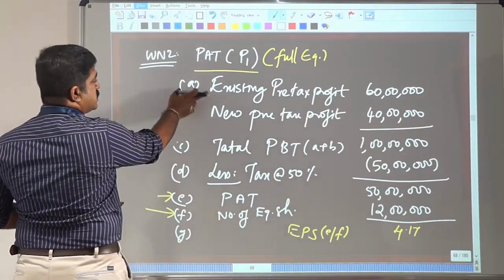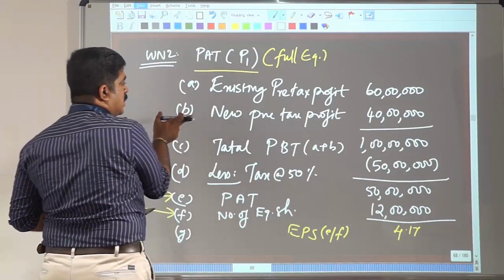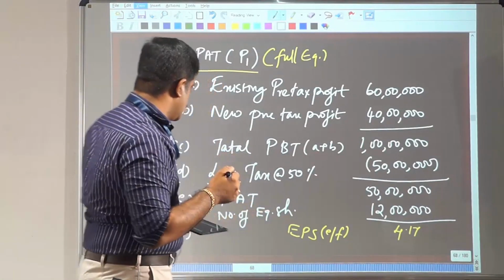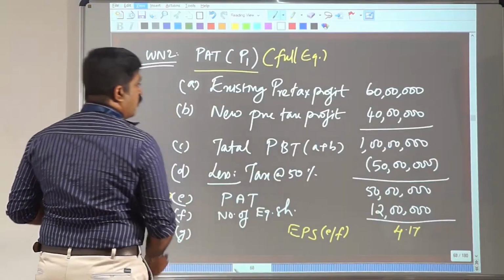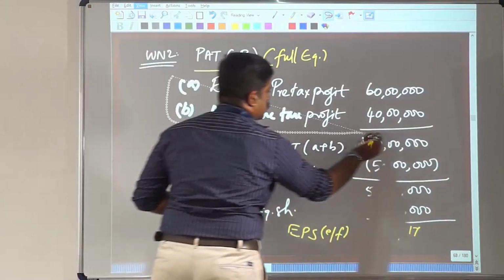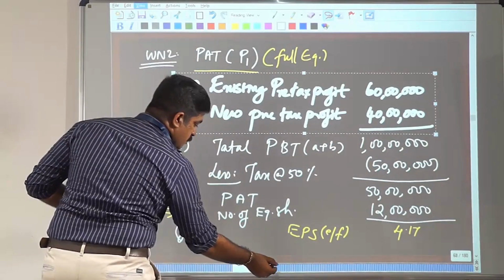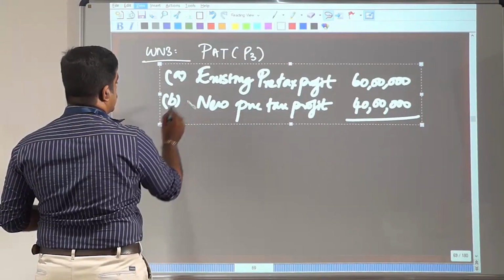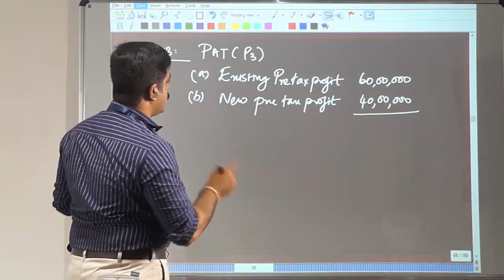Okay, you know your existing pre-tax profit is 60 lakh and your new pre-tax profit will be 40 lakh, but it is only from this profit you have to pay off the interest, right? So what is the interest rate? I think we have interest rate as 16%. So for simplicity, let me just copy these items so I can make best use of them. I'll put them here. So I have my existing pre-tax profit 60 lakh, new pre-tax profit 40 lakh.